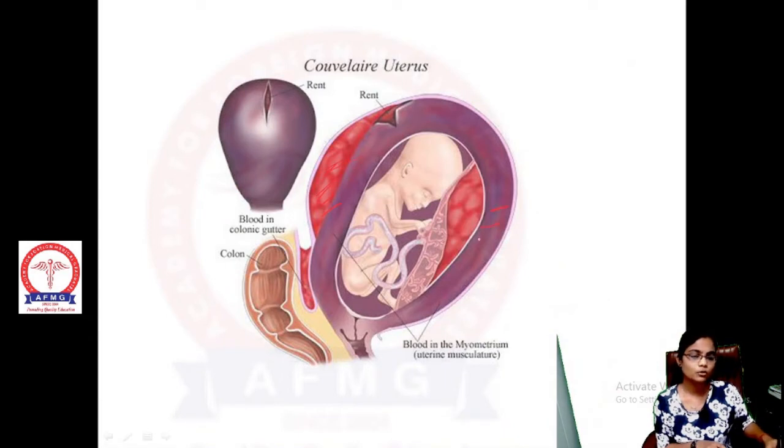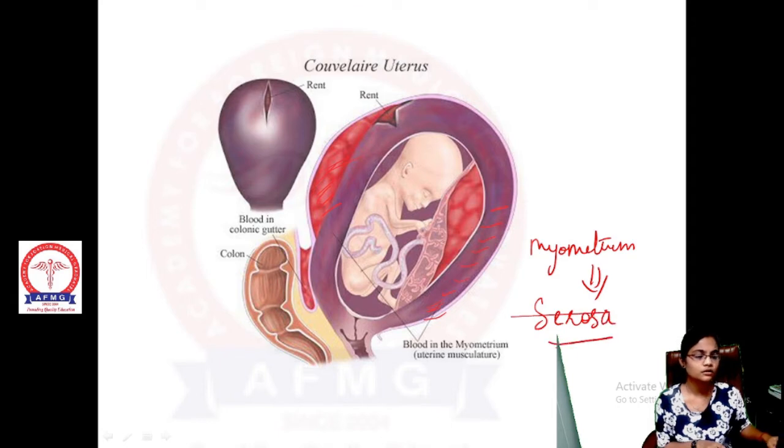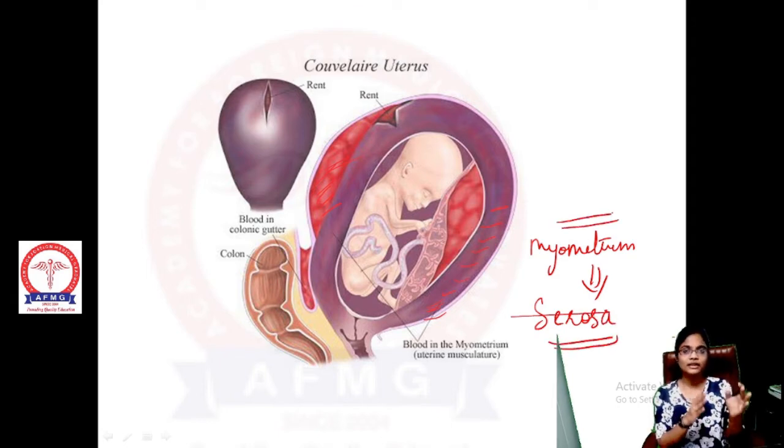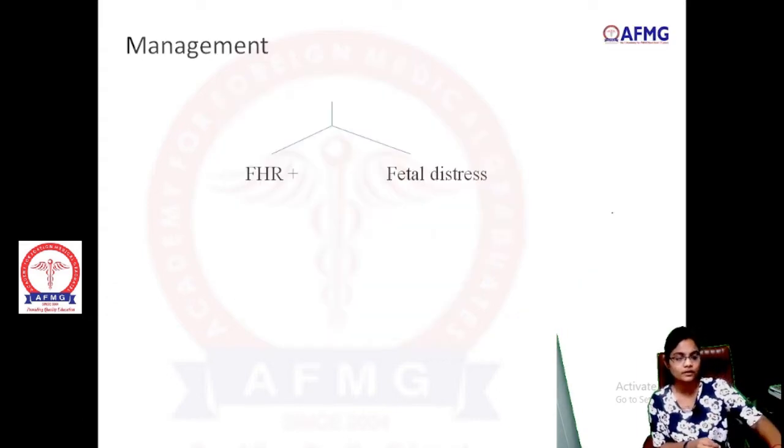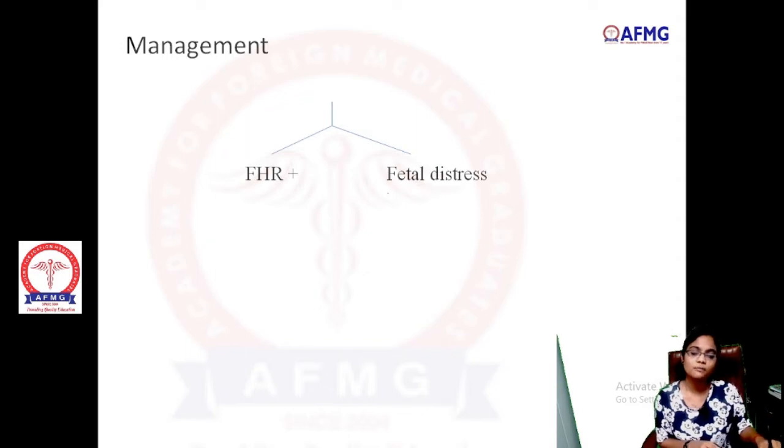You can see the whole bleeding and there is a clot formation regarding the hemorrhage. If you see, the bleeding will be going from myometrium to the serosa. That is very important. You can see the bleeding which was from the myometrium to the serosa, which makes the concealed part of a hemorrhage, which shows like this Couvelaire uterus. So how can you manage the patient?